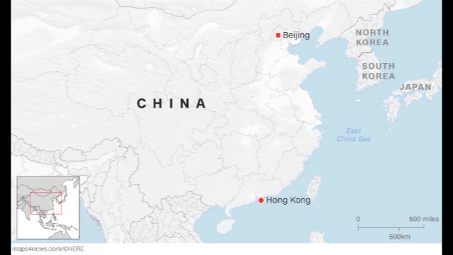Hong Kong is a coastal city located in southern China. There's about a 7.5 million population with many nationalities living in Hong Kong.